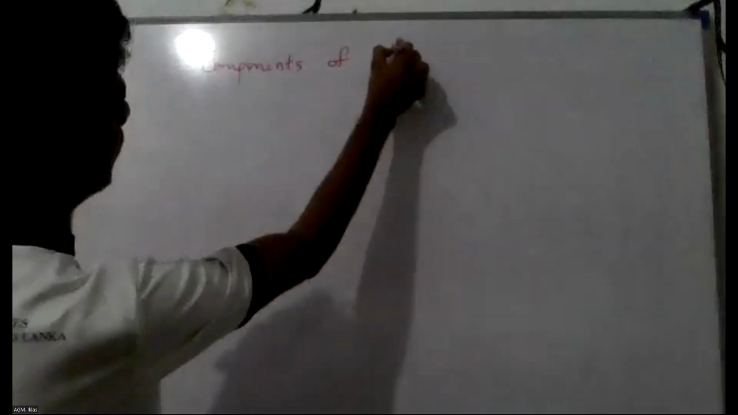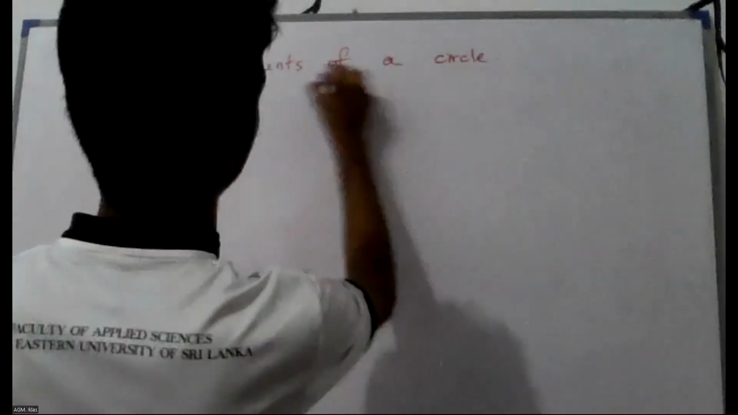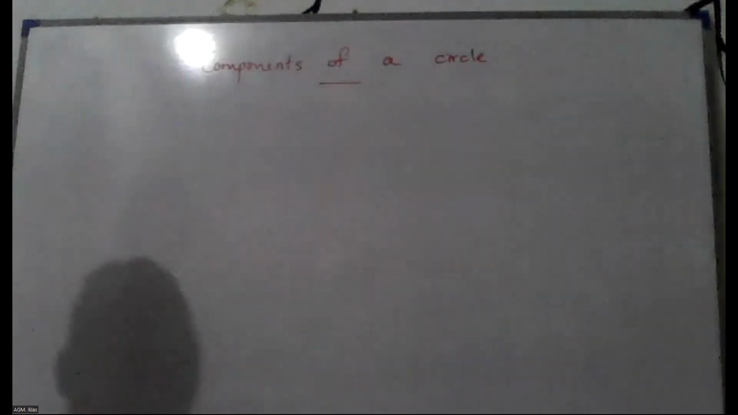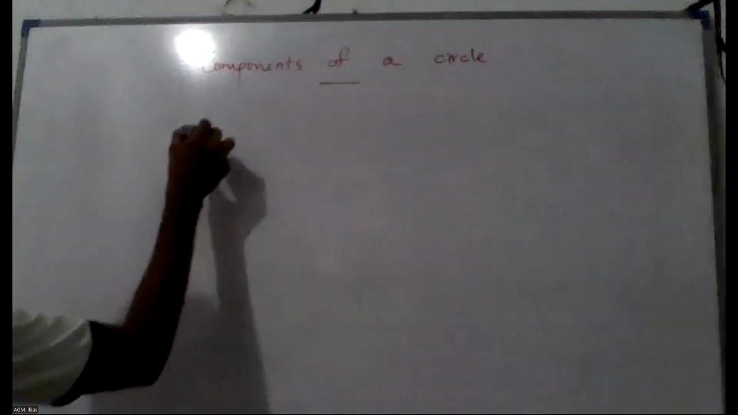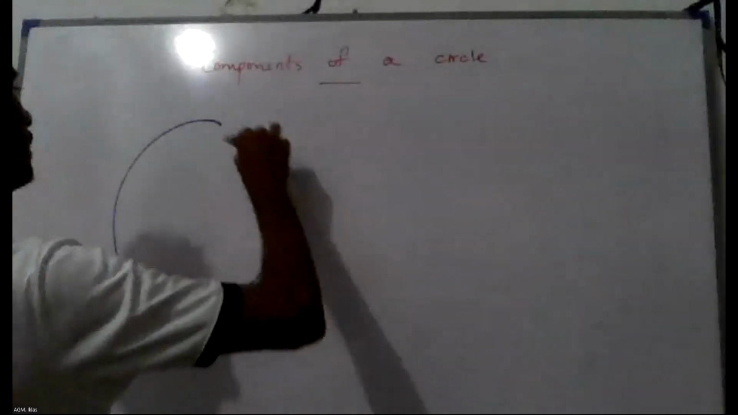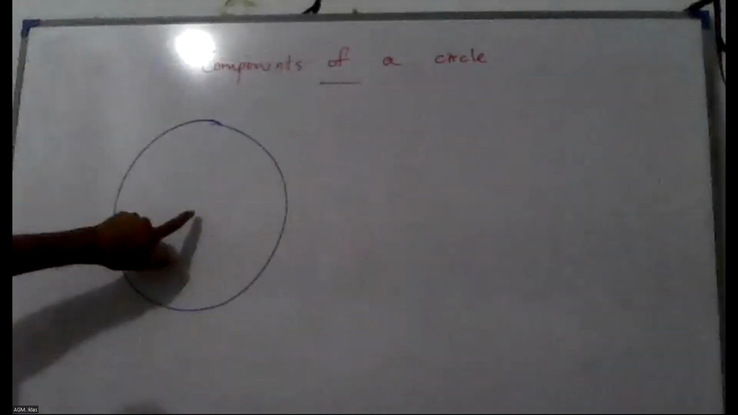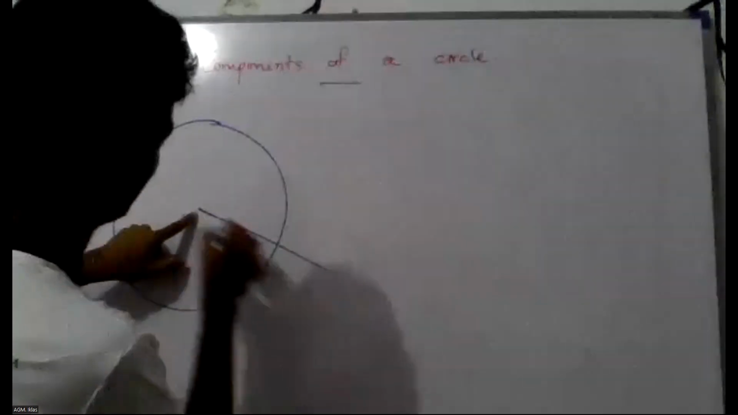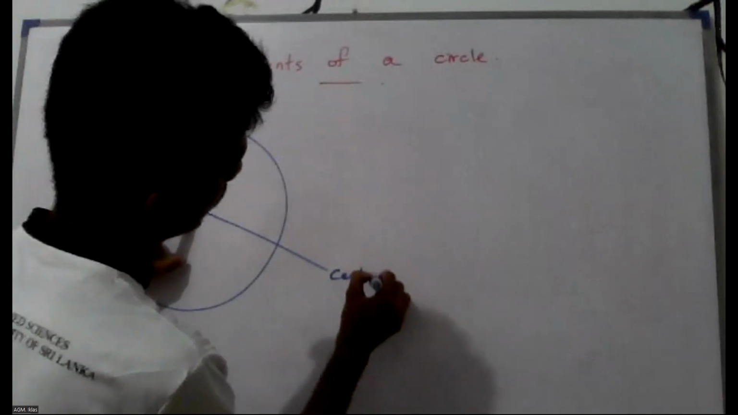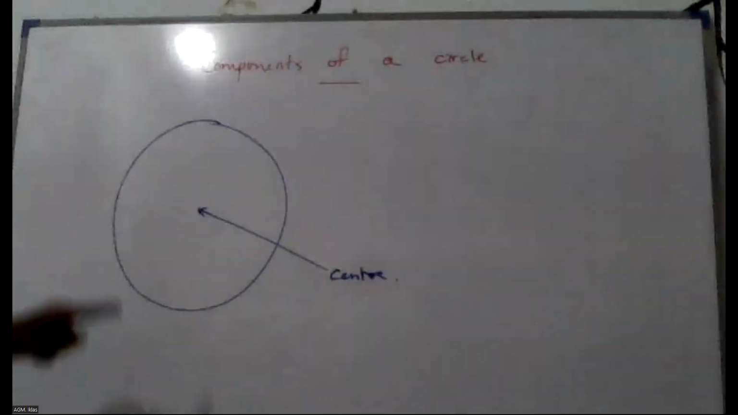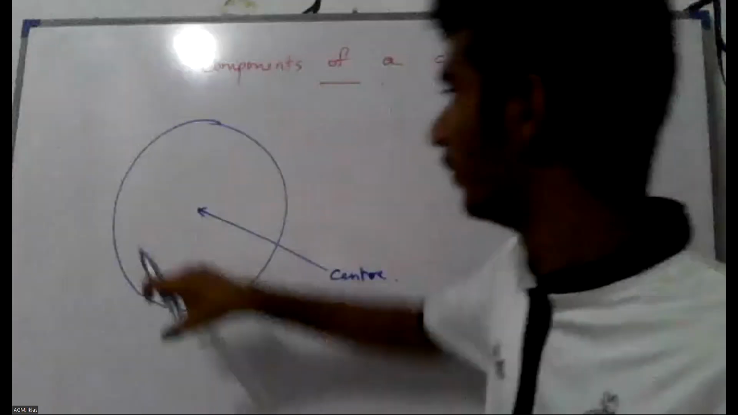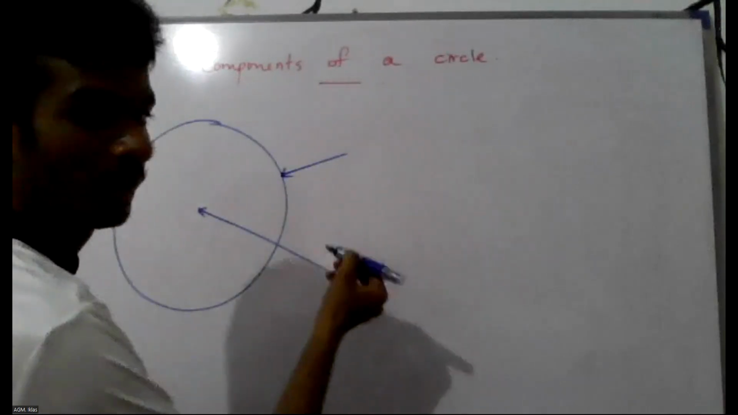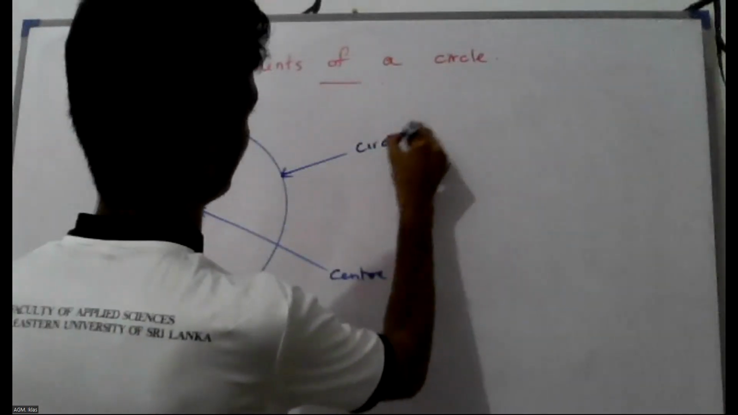Components of a circle. Right? Now, if we take a circle, we draw a circle using a compass. The point where we place the point of the compass is called the center. This is the center. Again, the locus of the pencil is called the circumference. That is simply the perimeter of the circle. So this is the circumference.